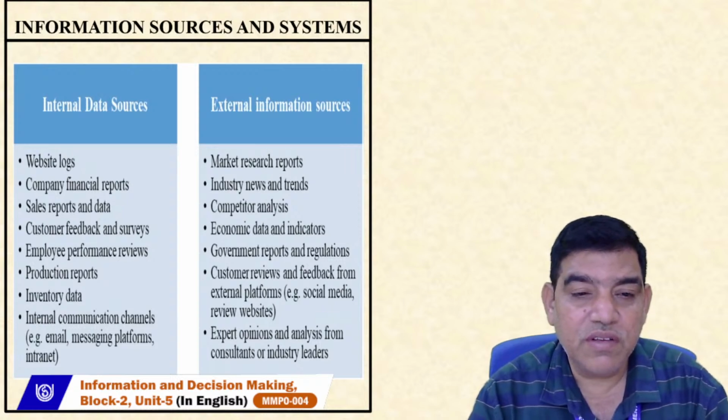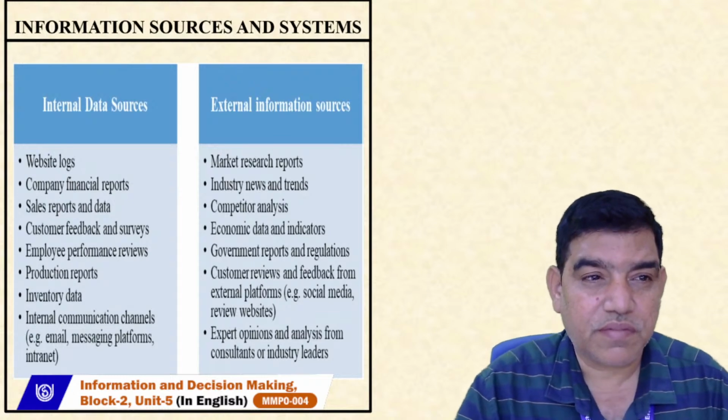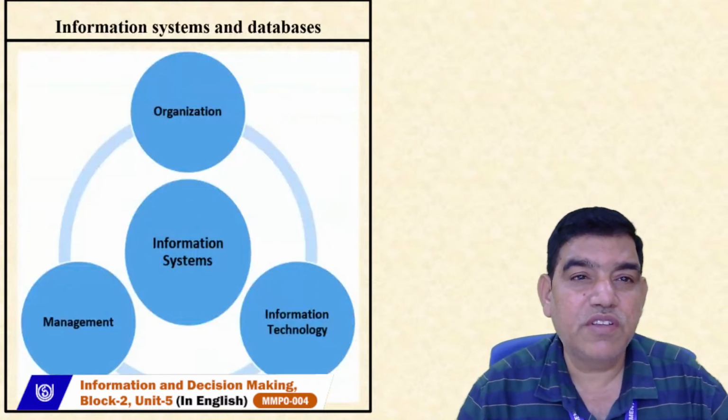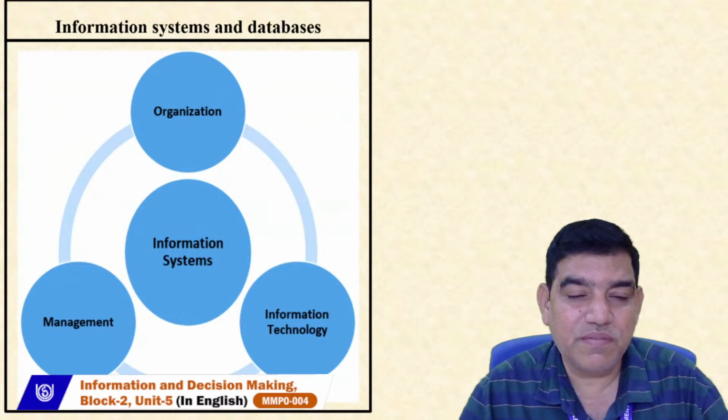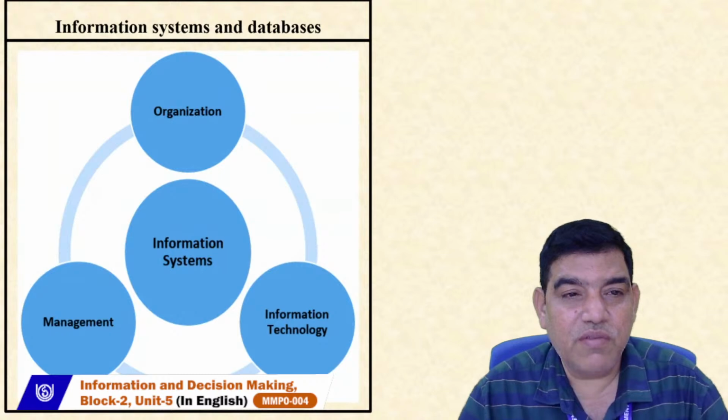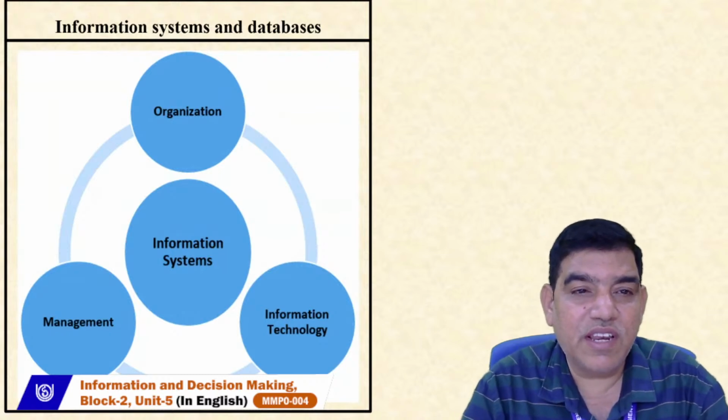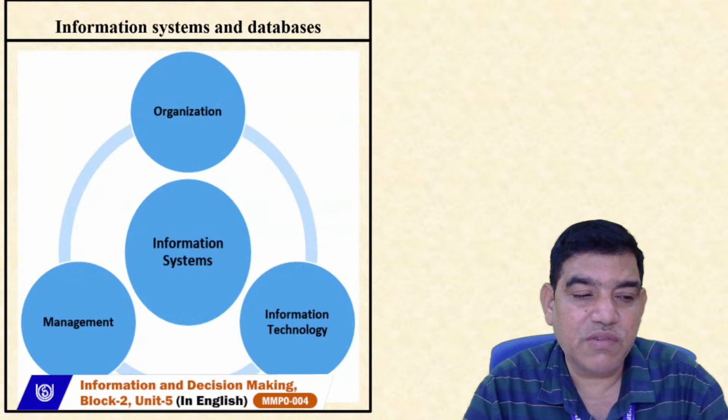So that is the main purpose of this external information as source and internal data sources. Then information system and databases. So database plays an important role in the information system. An information system consists of organization, information technology and management. What's the meaning of this organization? Organization means a group of people working together for a common objective.